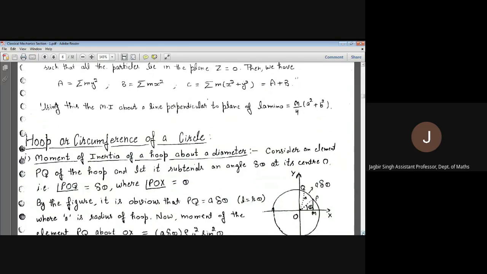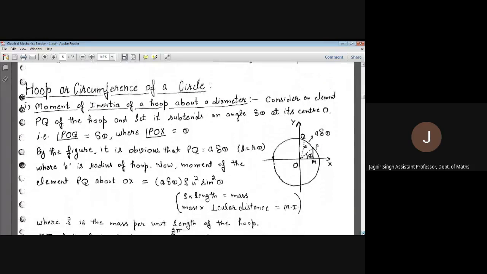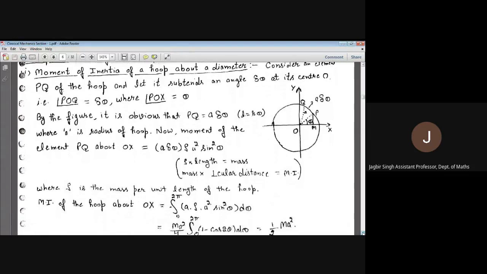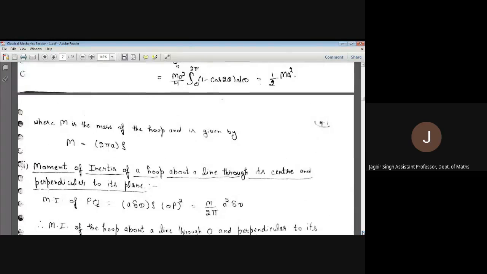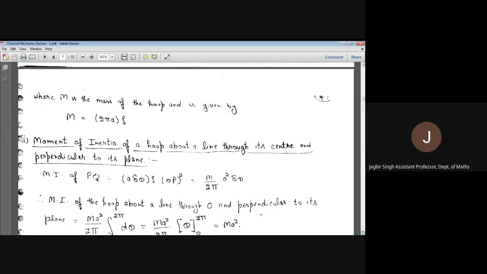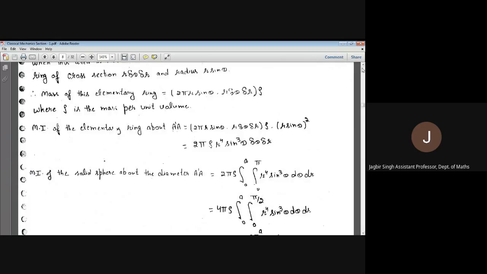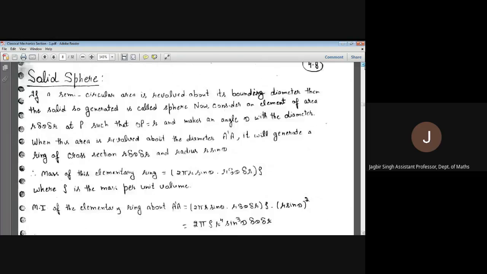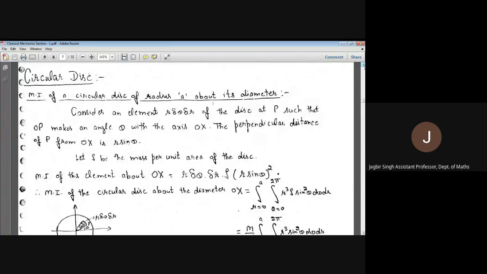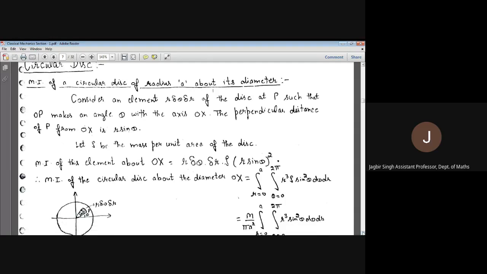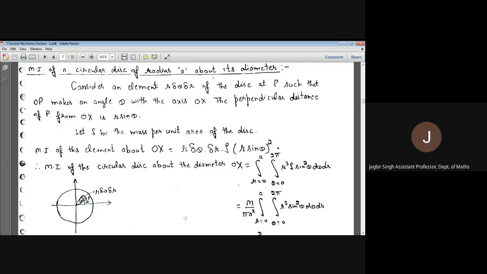Is it okay? However, a parallel proof is given. It is similar to that of the elliptic lamina. You can read it or you can use that. Again, about its center and perpendicular to its plane, we have discussed it. A circular disc is given. This time, a circular disc is given. Again, you can see in the diagram. Disc means it's not only a hoop. The whole area is covered.